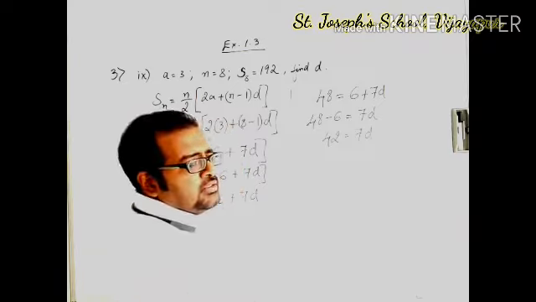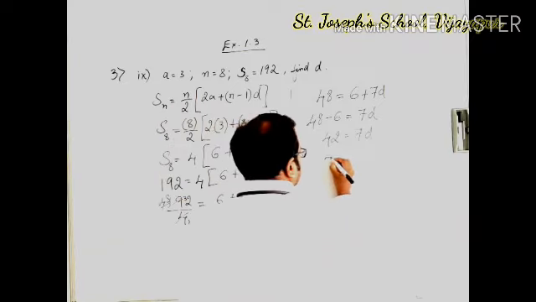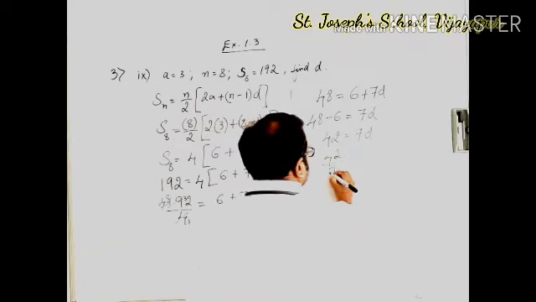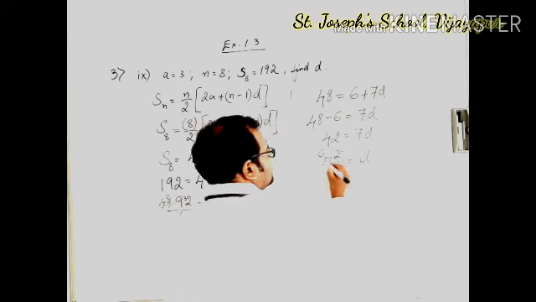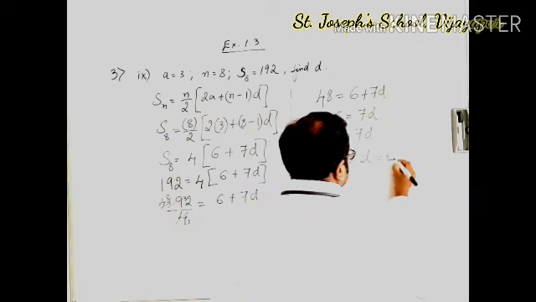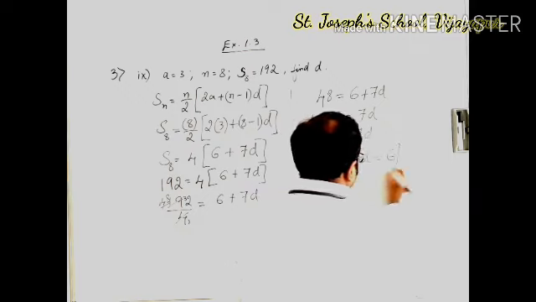Multiplied by 7, by transposition becomes 42 by 7, which is equal to d. 7 ones are 7, 7 sixes are 42. So d value is 6. Simple answer.